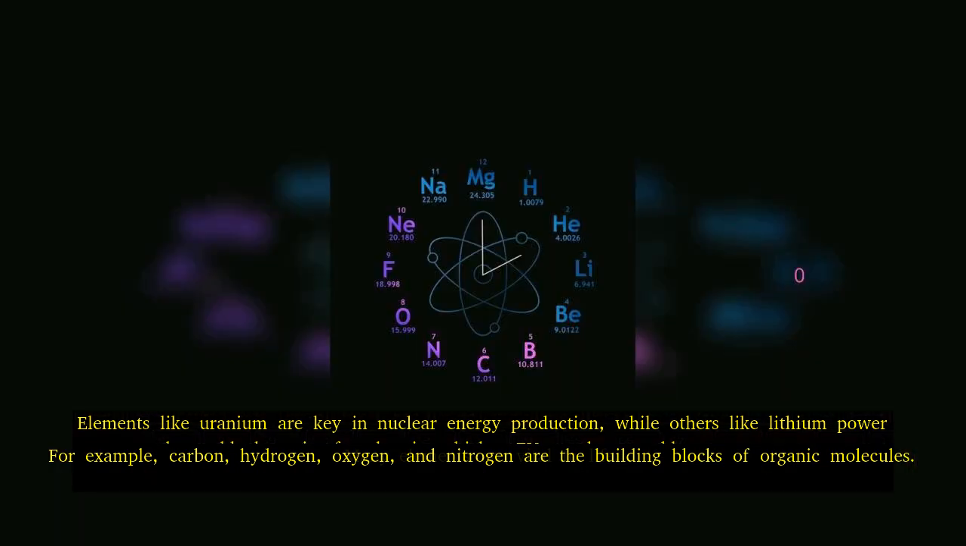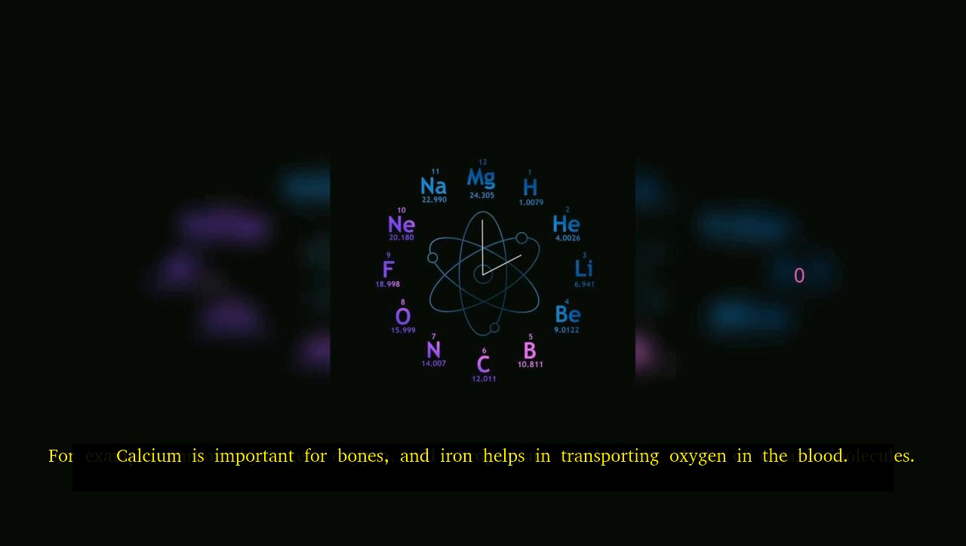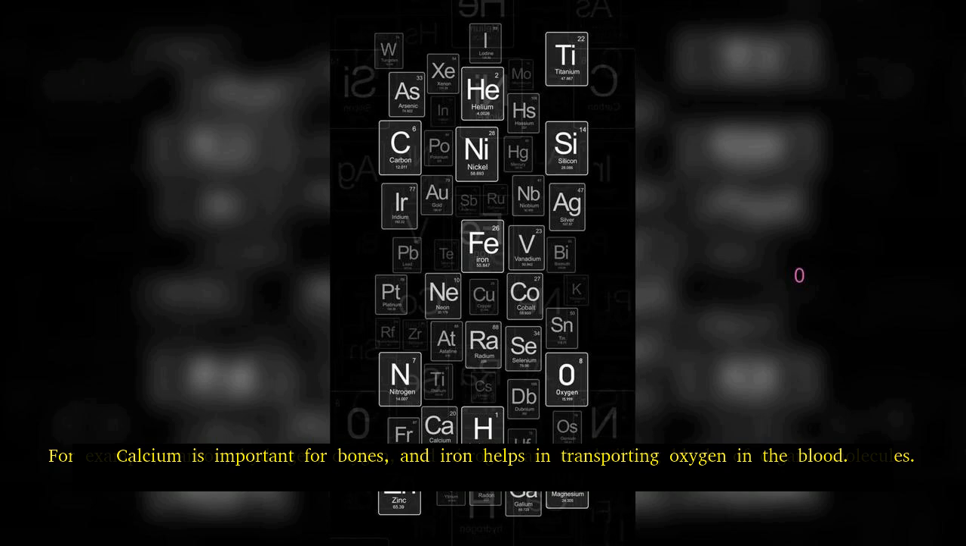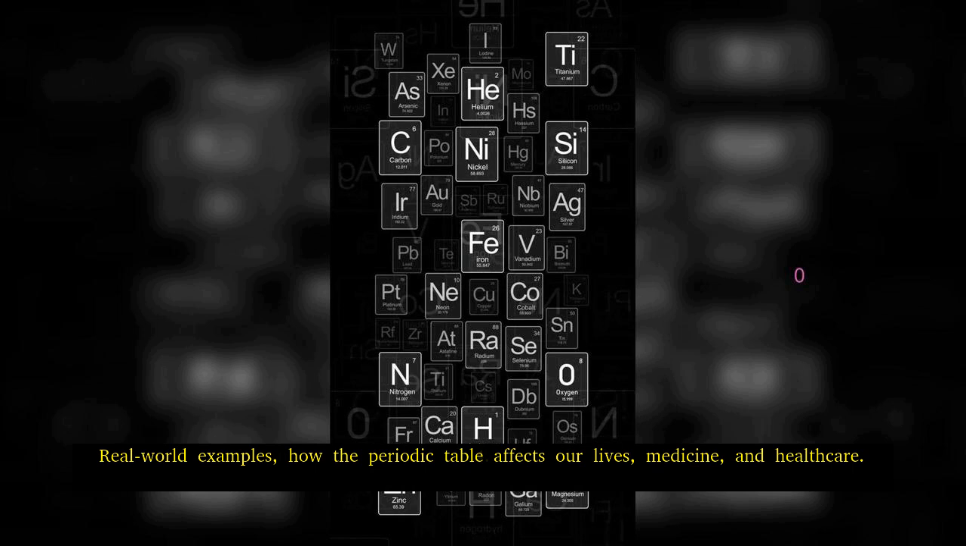Biological functions: many elements are vital to life. For example, carbon, hydrogen, oxygen, and nitrogen are the building blocks of organic molecules. Calcium is important for bones, and iron helps in transporting oxygen in the blood.